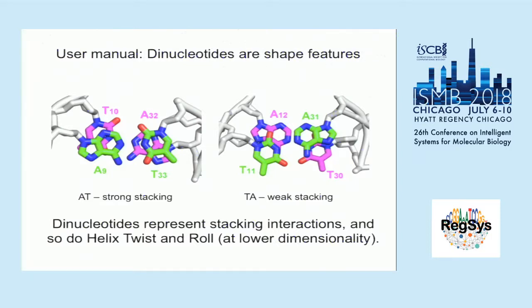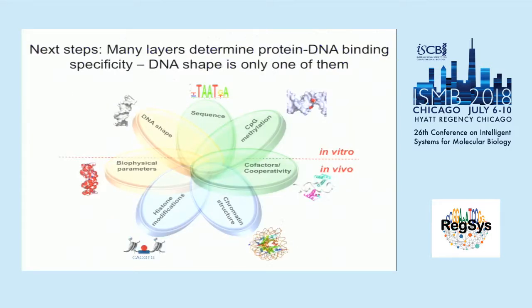So dinucleotides represent stacking in one way, and helix twist and roll would represent stacking in a different way at a lower dimension. I want to also now come to, this was the user manual part, the next steps. Obviously, DNA shape and DNA sequence are only the first two layers that contribute to protein-DNA binding specificity.